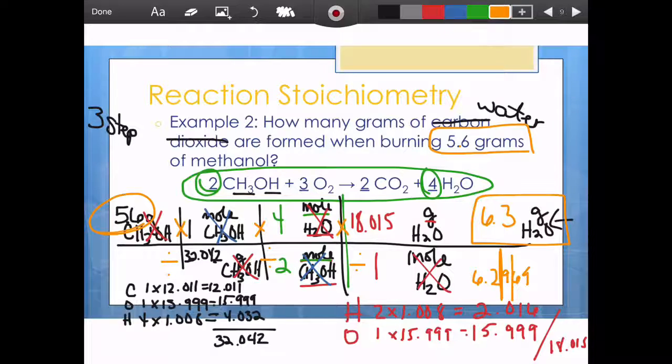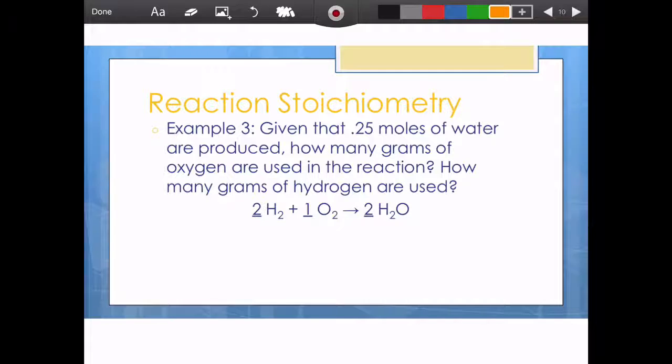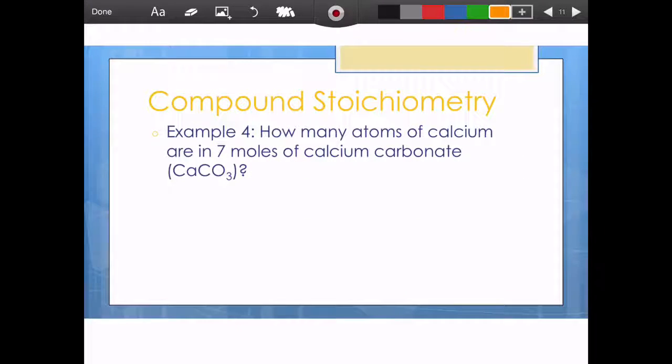If you skip example 3, that's on a previous video, and you go to example 4, example 4 says how many atoms of calcium are in 7 moles of calcium carbonate. Now this, I'm going to modify so that it actually matches what it says on your note sheet. Instead of atoms here, this should say grams to match your note sheet. So with that saying grams, then I can go ahead and start my problem.